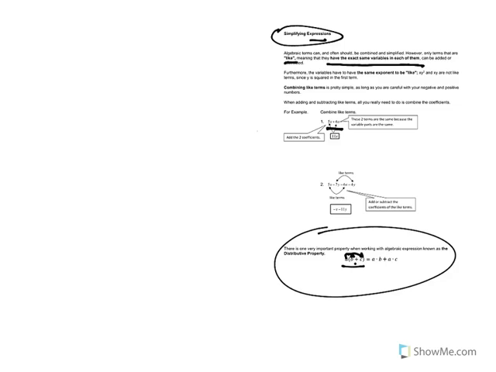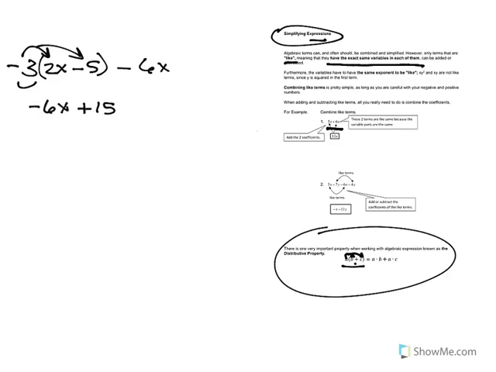Negative 3 times 2x minus 5 minus 6x. So negative 3 times 2x minus 5 minus 6x. So we want to distribute. So the distribute of the negative 3, we get negative 6x plus 15. And then the negative 6x just comes down. Remember, it's not in parentheses, so we can't distribute to that negative 6x. You got to pay attention.